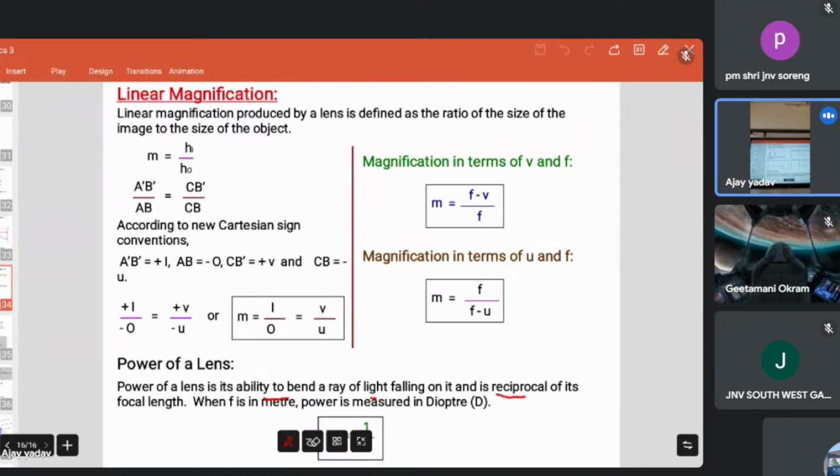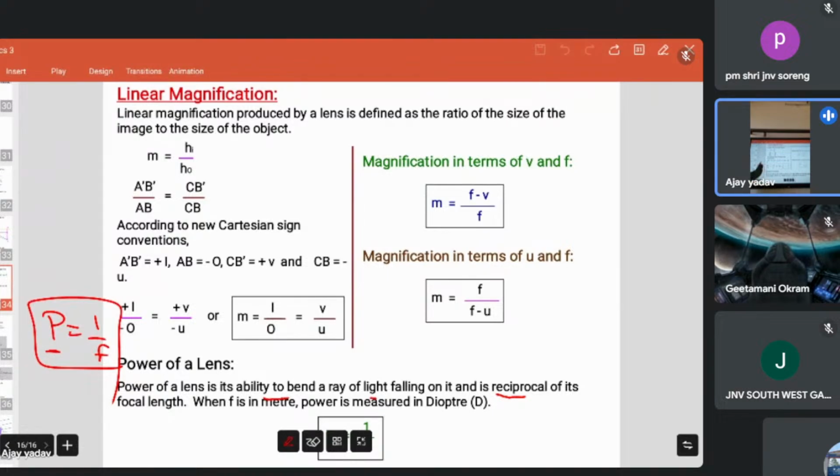So if a lens is thick, then it has more power because it converges fast. If a lens is thin, then it will converge slowly because it has less power. So a thick lens has more power and a thin lens has less power. And its mathematical formula, all of you know, it is the reciprocal of focal length. Unit of power is diopter.